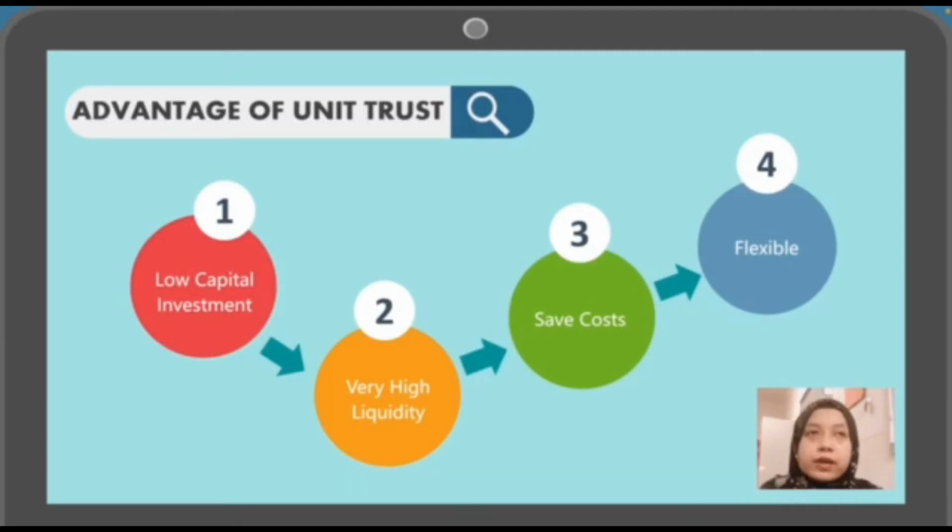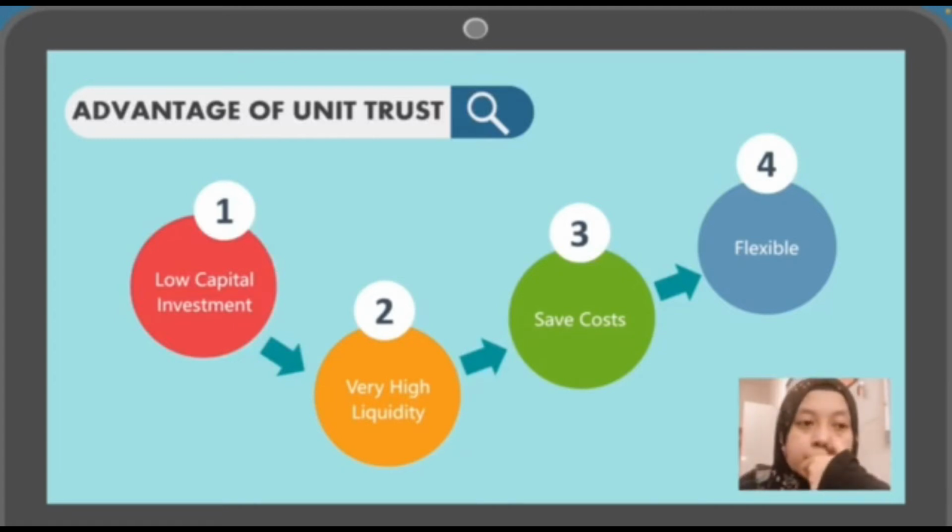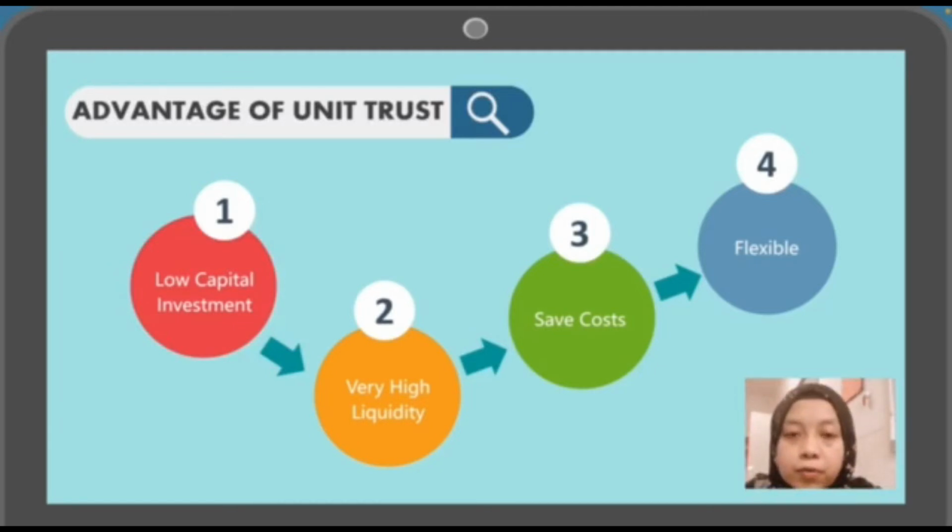Okay, next is very high liquidity, which is in a short time it is very easy for us to get cash from the investment without being charged before the investment matures. With unit trust also, we can withdraw investment at any time based on the current price without any penalty. Okay, next is unit trust also saves cost, which is each investment is subject to certain cost and tax.